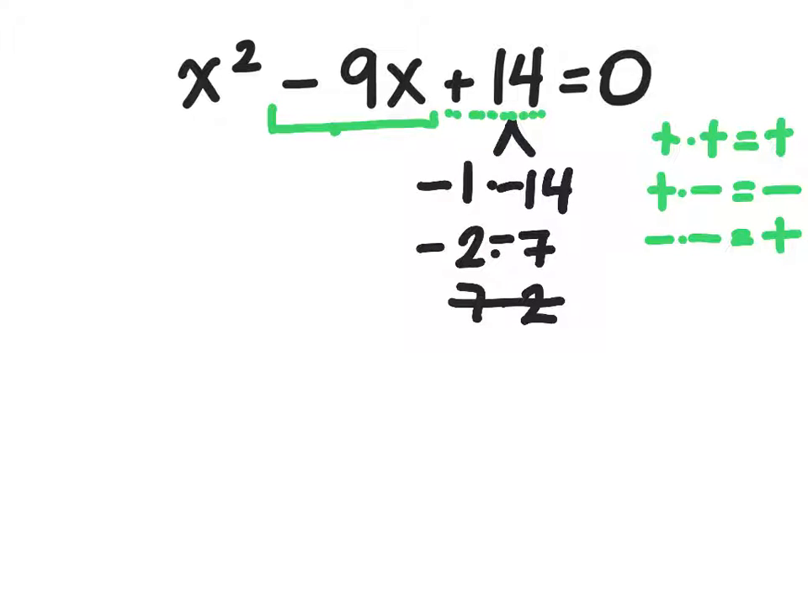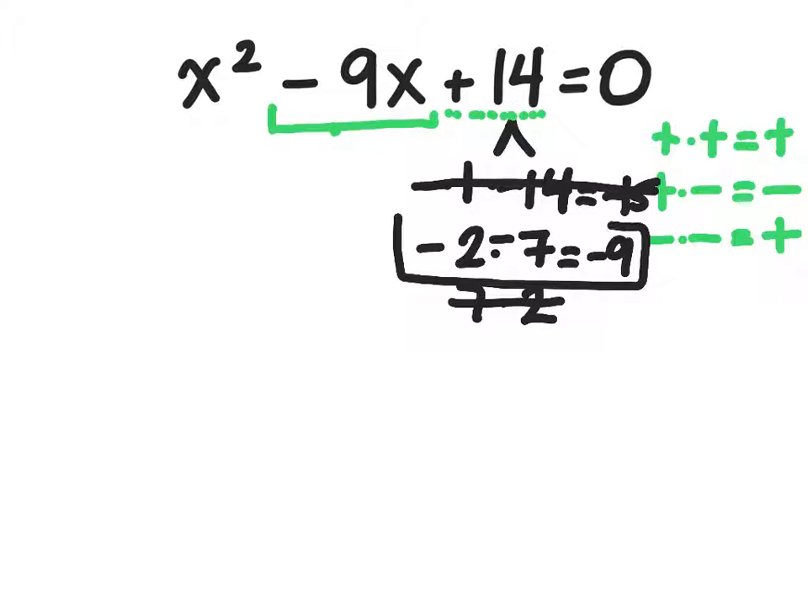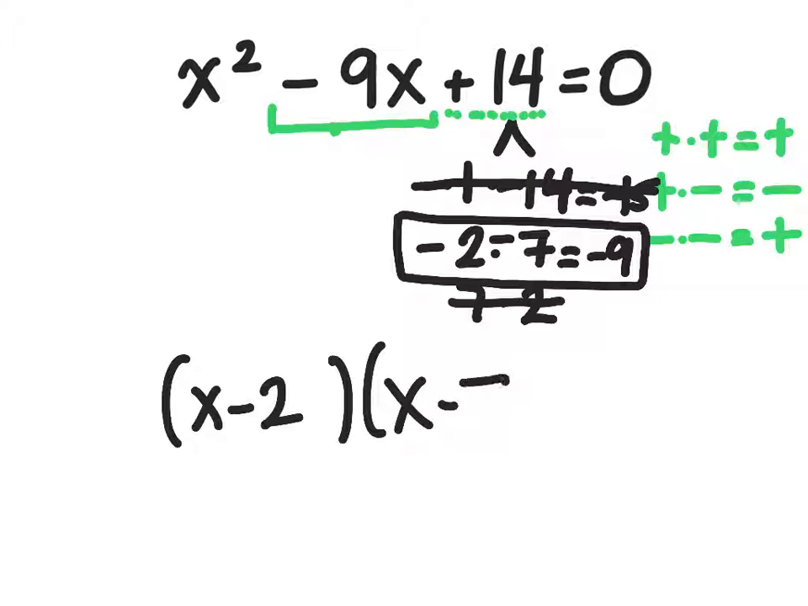So let's see, negative 1 plus negative 14 will be negative 15. That is not negative 9. Negative 2 plus negative 7 is negative 9. There it is. So when I write this in factored form, we will have x minus 2 times x minus 7 equals 0.